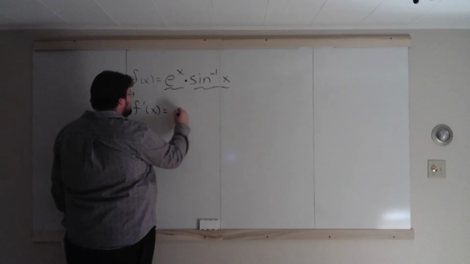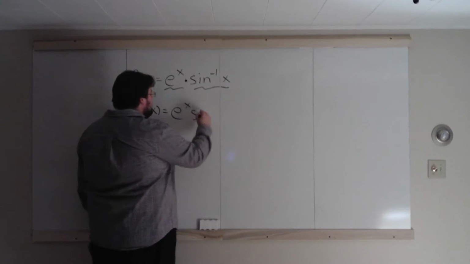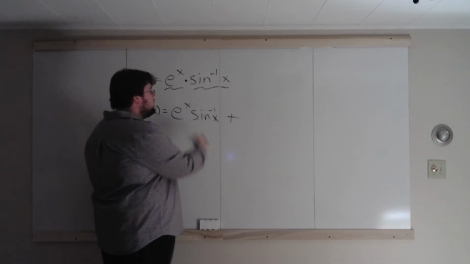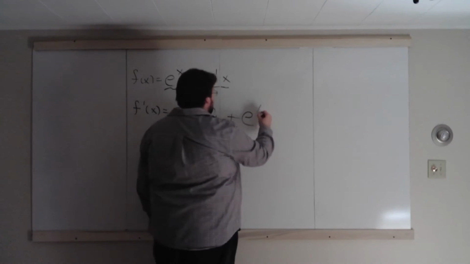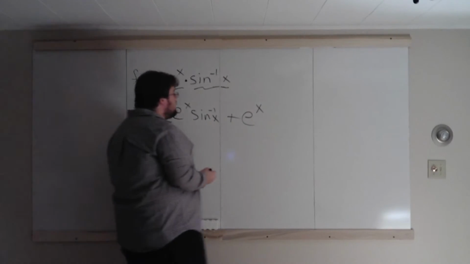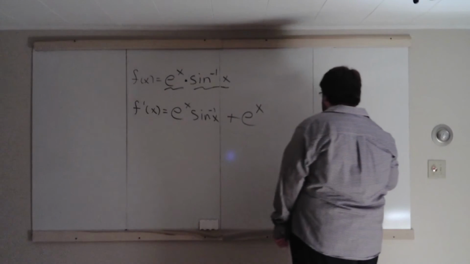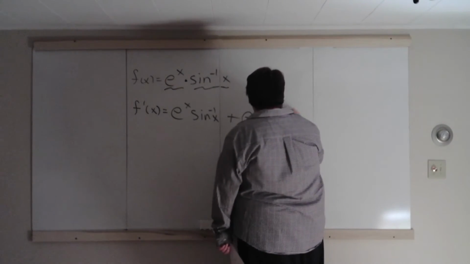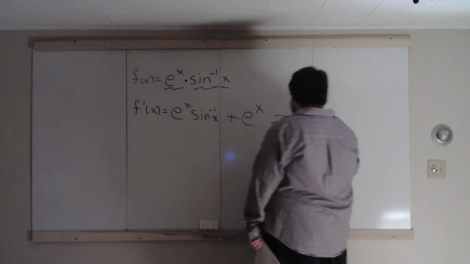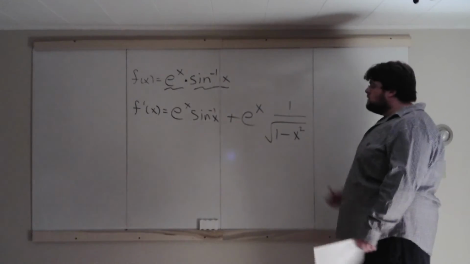Derivative of e to the x is itself times the second plus the first times the derivative of the second. What's the derivative of the second? Well, the derivative of sine inverse x from rule, the sixth to last rule, so that would make it rule 17, is what? 1 over 1 minus x squared, all under a square root. And you could rewrite this as e to the x over root 1 minus x squared.